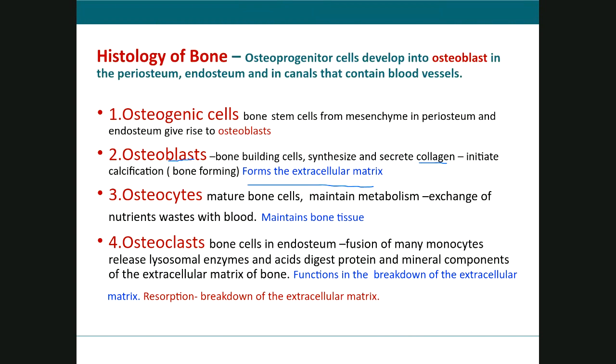Osteocytes, when you see the suffix cytes, they're the mature cells. And in this case, osteocytes are the mature bone cells. The important part of these is that they maintain the metabolism of the bone tissue through the exchange of nutrients and wastes within the blood. Osteoclasts are located in the endosteum, and they're a form of white blood cell, and their function is resorption, or the breakdown of this extracellular matrix.